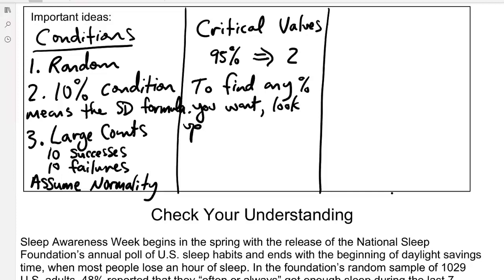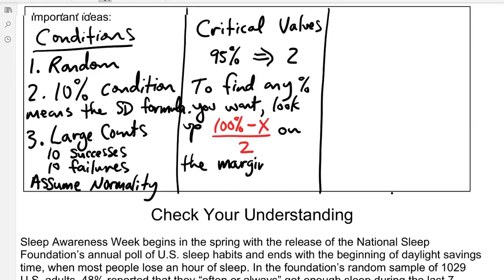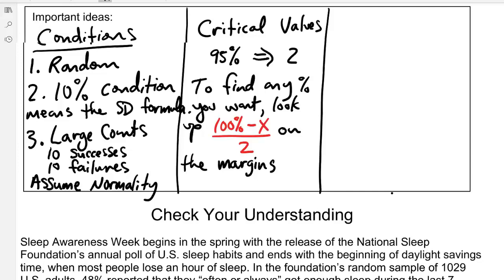So if you want to find any percentage, you have to do 100% minus the thing you want, divided by 2. But remember, you have to look on the margins, because you got to get one from the left and one from the top.